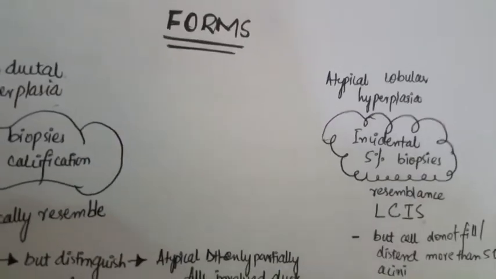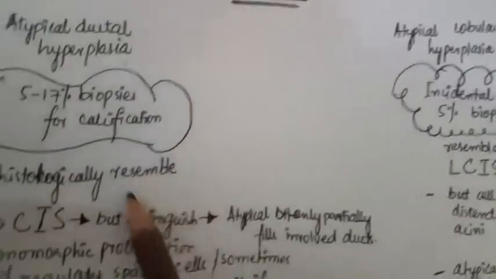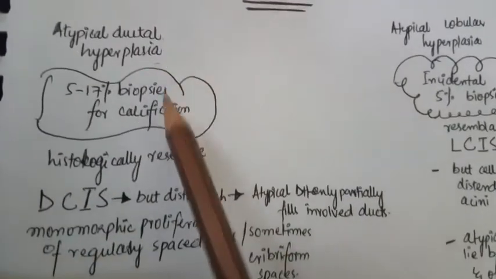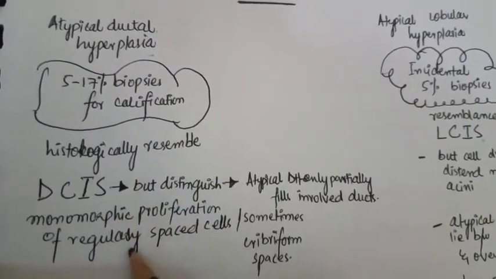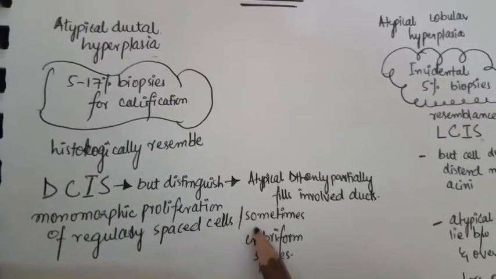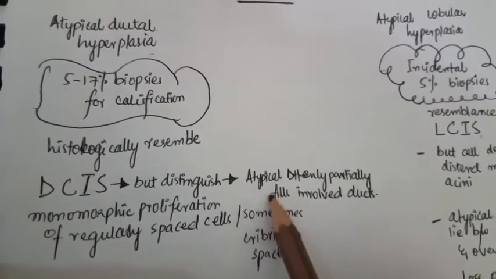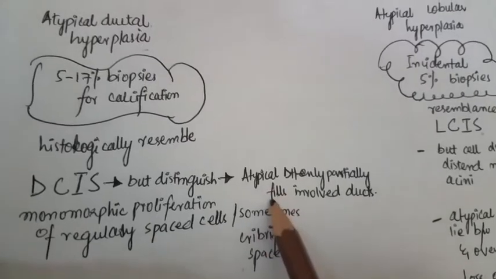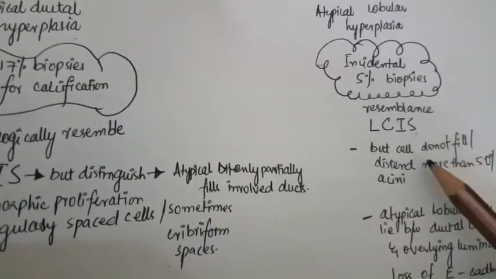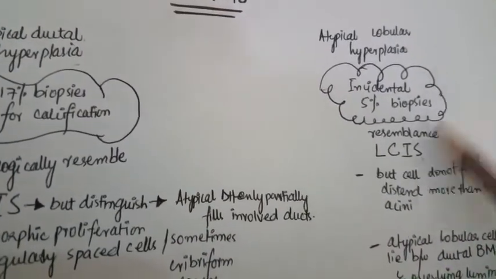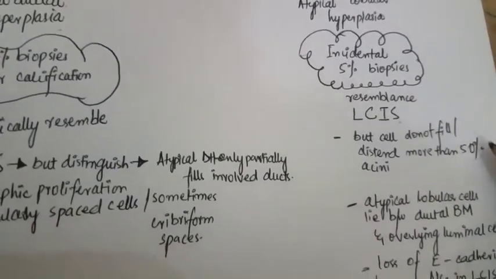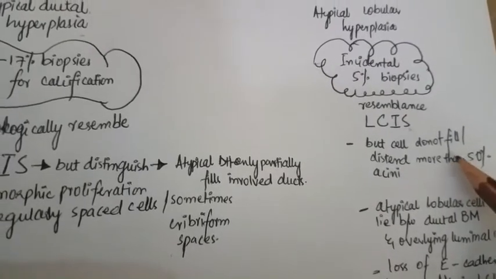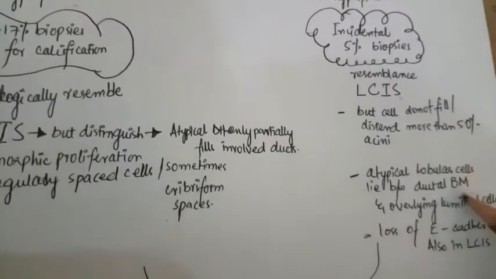What is the difference between DCIS and atypical ductal hyperplasia? Atypical ductal hyperplasia is simply a monomorphic proliferation of regularly spaced cells, or sometimes cribriform spaces. It only partially fills the duct. If I talk about LCIS or atypical lobular hyperplasia, atypical lobular hyperplasia does not fill or distend more than 50% of acini.